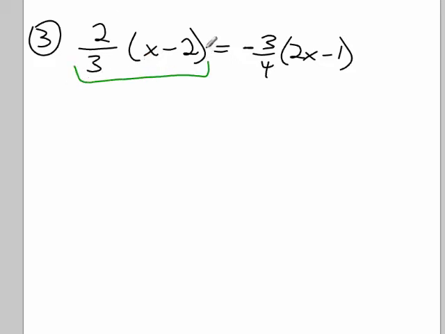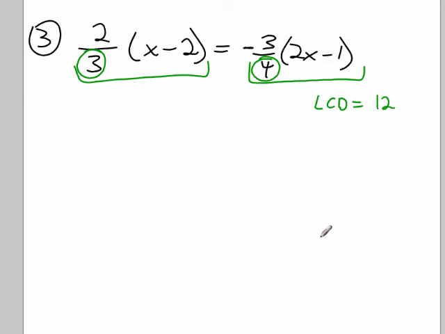Since the stuff's all multiplied together, it's one chunk. And similarly here, negative 3/4 times 2x minus 1, that's one chunk. And if I look at my fractions, because I'd like to get rid of those to make this easier to solve, the common denominator amongst all fractions would be 12.